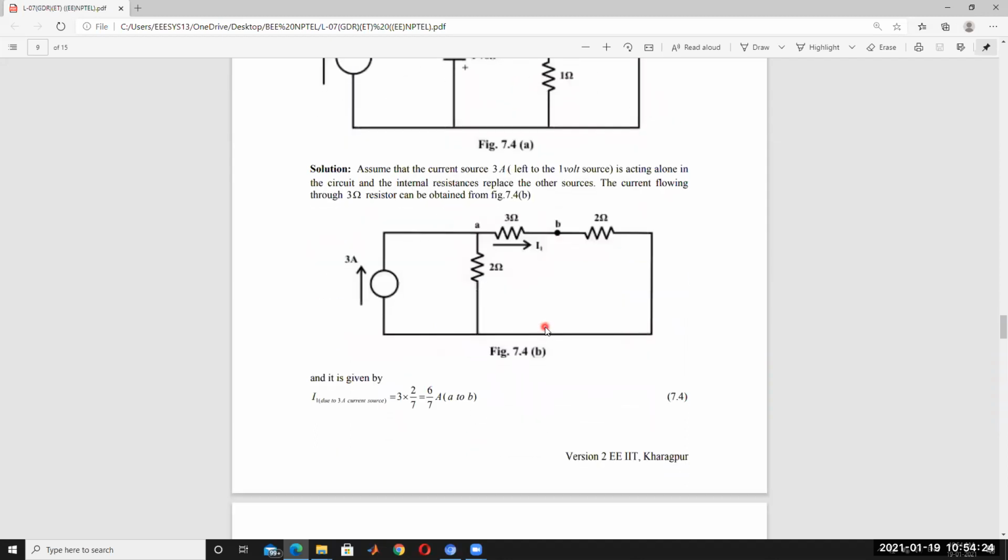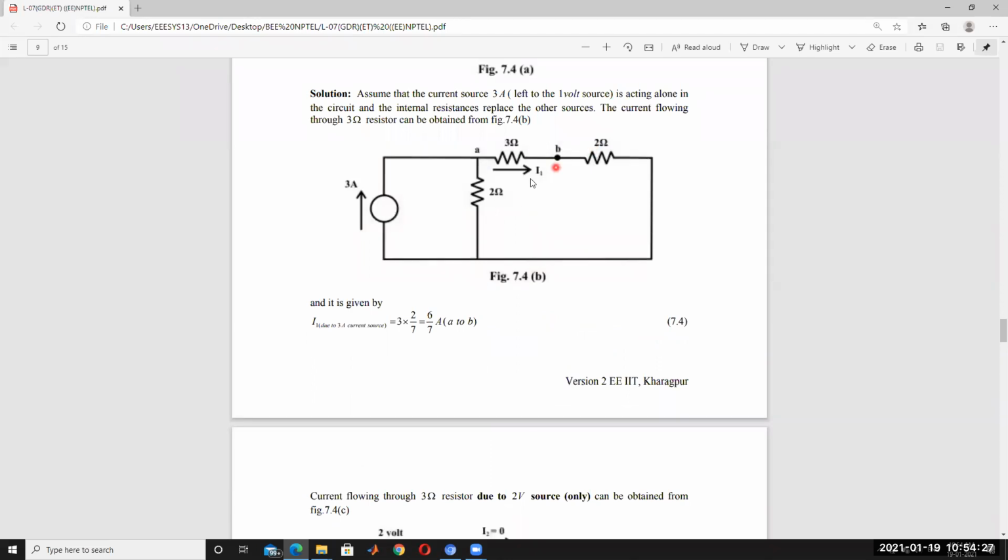So how to find the current here? Current division rule: the current is equal to the total current into the opposite resistor. Where is the opposite resistor? The 2 ohm resistor. Am I right or not? The current I1 due to the 3 amps current source is nothing but, according to the current division rule, the total current into the opposite resistance 2 by the sum of the resistances, 2 plus 5, 7. You will get a positive value, that is 6 by 7, from A to B.